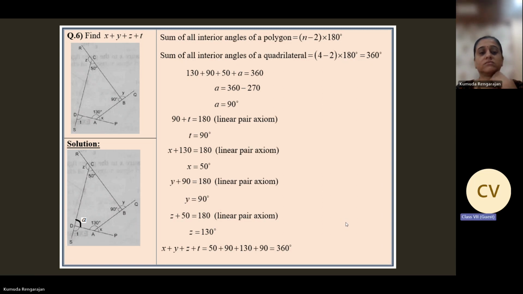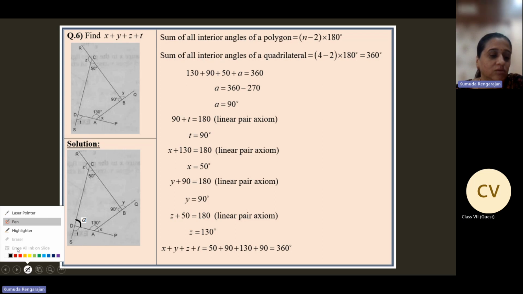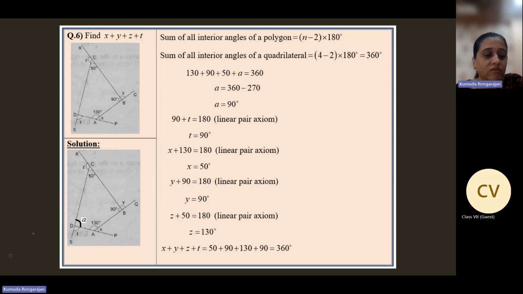Ma'am, should we draw the solution diagram? Yes, because, see, how will you know that A was not marked in the question figure? I have marked A. I have shown the diagram again because I've marked A, which was not marked in the question, right?